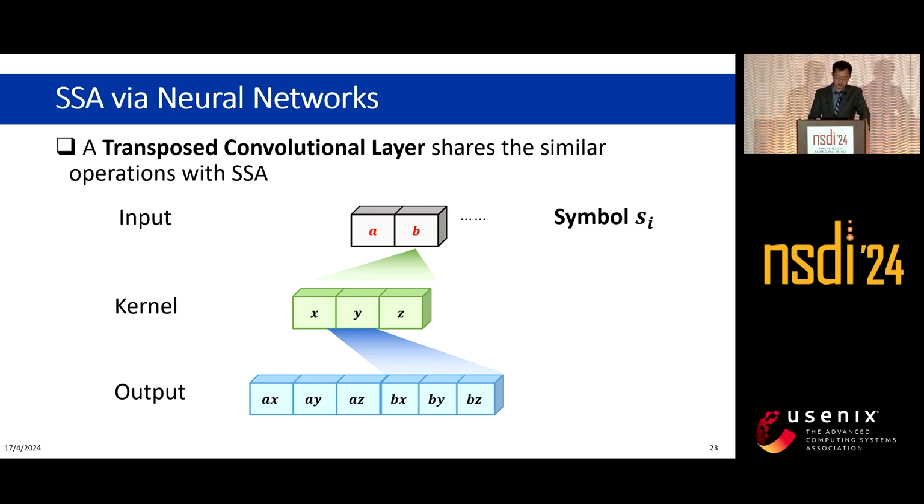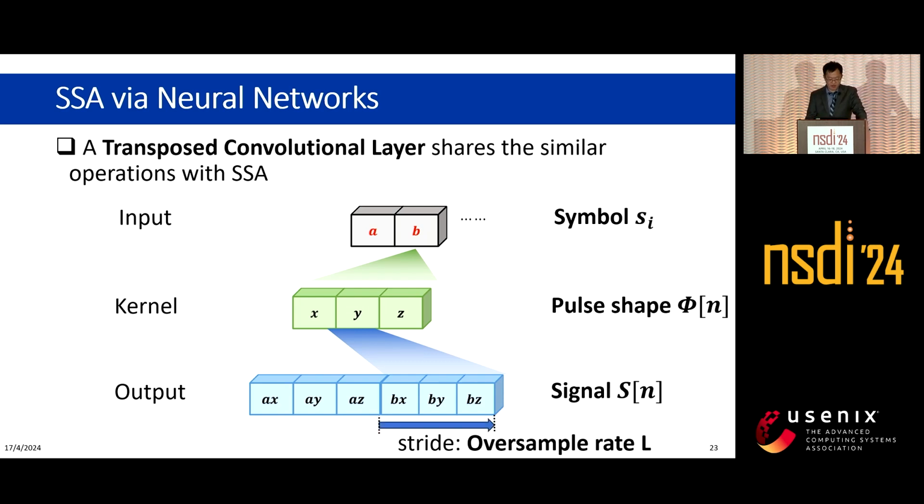Comparing these two models, we can easily map the input to be the symbol, the kernel to be the pulse shape, the output to be the signal, and finally, the stride traveled in each step to the oversample rate. By that manner, we link the modulation neural network with the classic modulation theory.